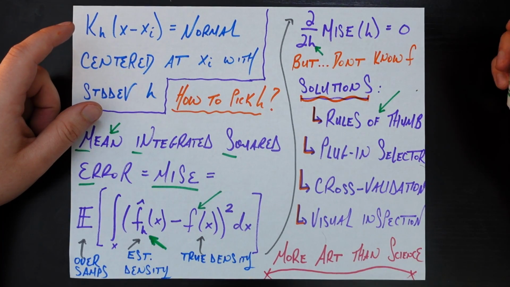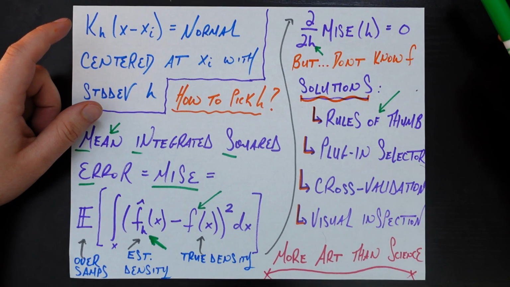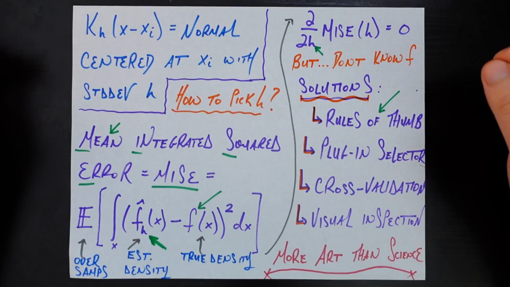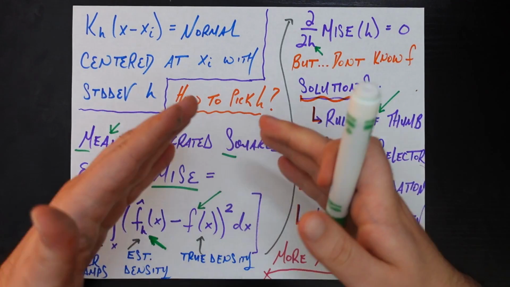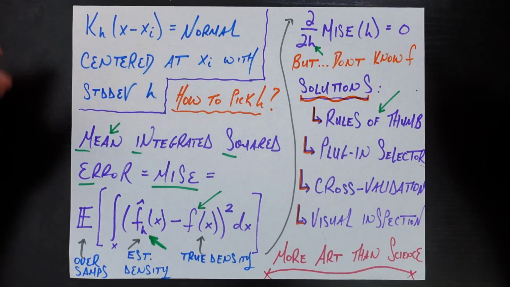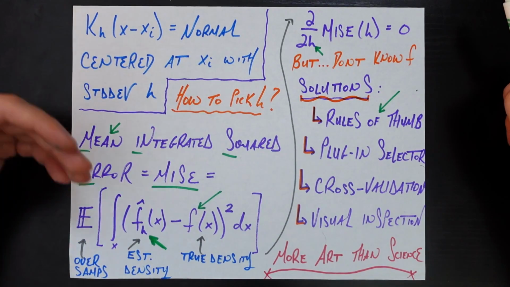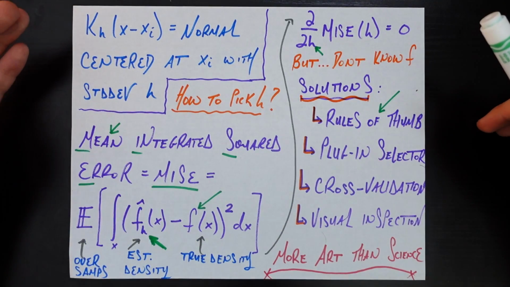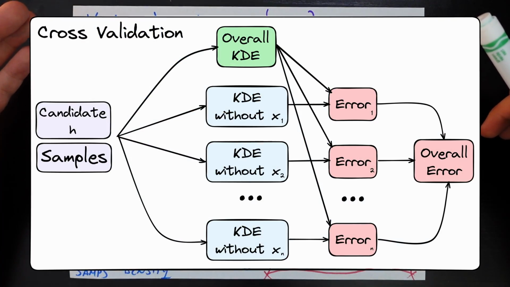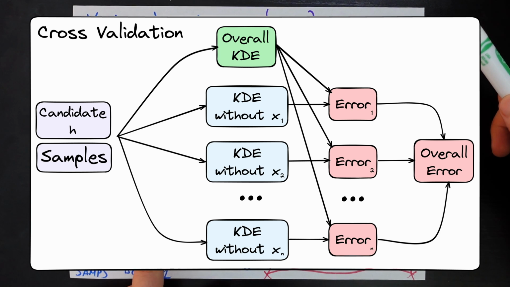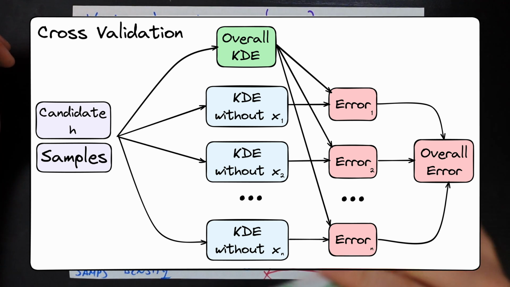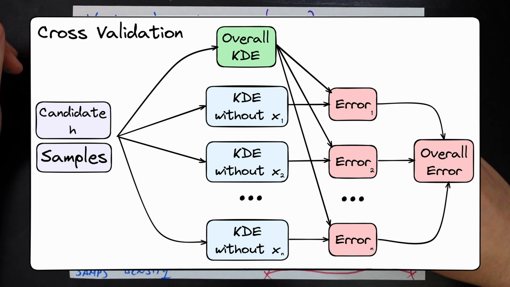Another very, very popular strategy, probably even more popular than the plugin selector strategy, is called cross-validation. And the way that goes is this. We're going to iterate over a whole set of different bandwidths h. So we might say h might be 0.1 or 0.2 or 0.3 and so on. And for each of those chosen bandwidths, we are going to calculate the estimated kernel density function here, using all of the data points. And then we're also going to calculate it by leaving one data point out each time.